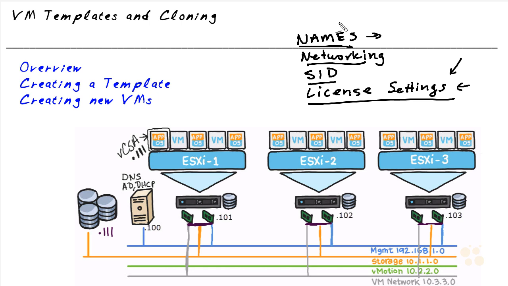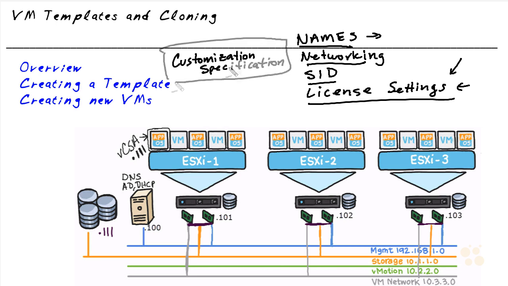So we can save time as well by using a customization specification. And what that basically is, doing a lot of this work ahead of time in a specification. Let's say we have a custom specification and we call it Linux Custom Spec with the settings for our Linux machines. And then we could create another custom specification and call it Microsoft Custom Spec.